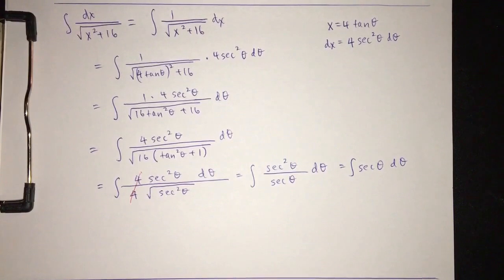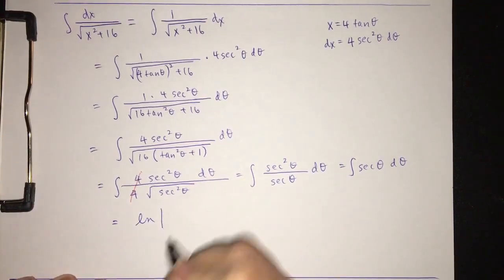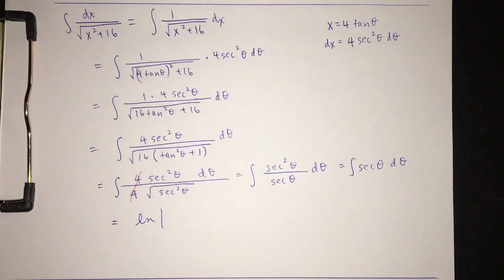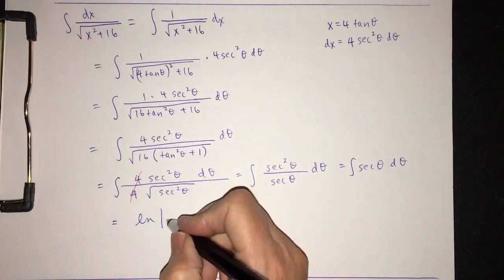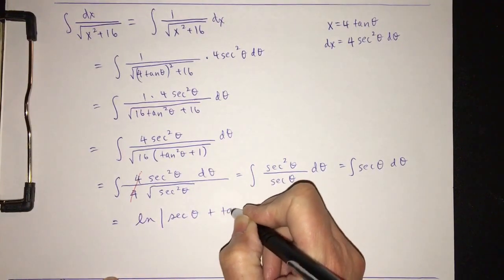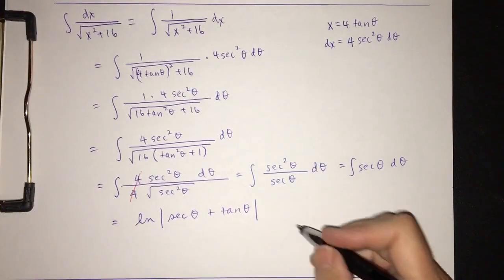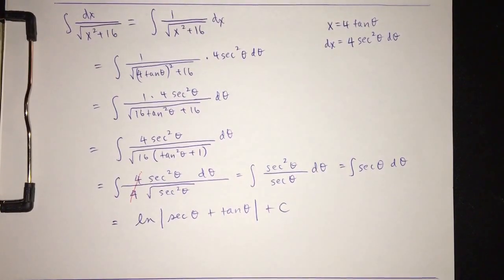Now the integral of secant theta d theta, we found that in class a couple of weeks ago. We did the proof of this, and so we can just use now what we know it to be from a previous problem. This is the natural log of the absolute value of secant theta plus tangent theta, and then I'll have plus c. Now I've got to go back to the variable x.